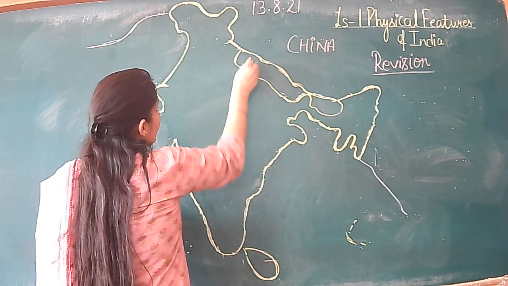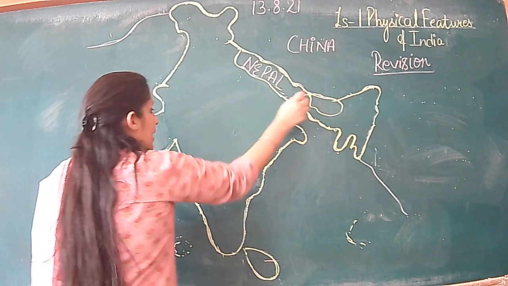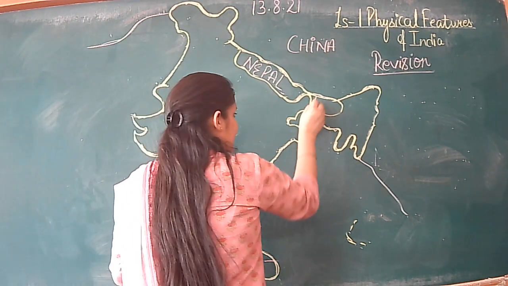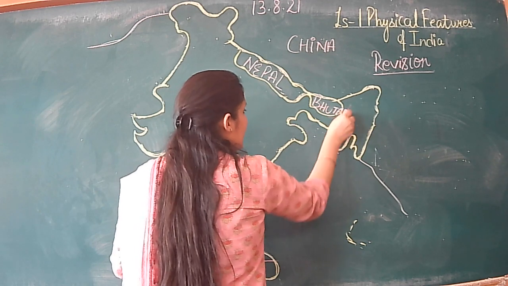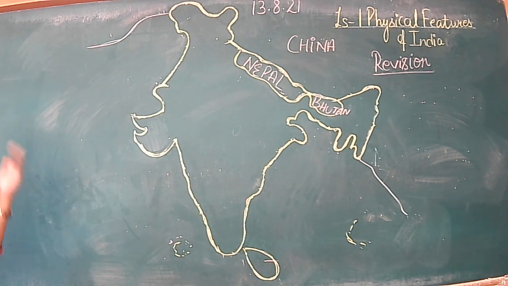यहाँ पे कौन सी आएगी neighboring country हमारी बच्चे? Nepal. And next to Nepal, which neighboring country do we have? Bhutan. Yes, that's correct. So we have Bhutan here and we label it. These are the three neighboring countries in the north direction, जो हमारी north की direction में है.